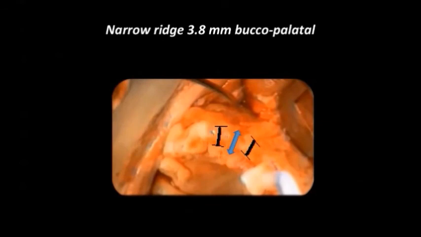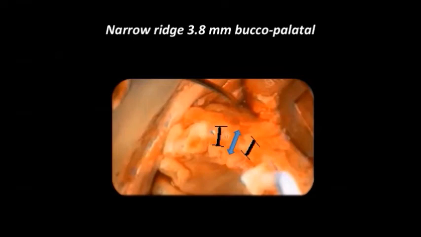After we remove the periosteal flap and raise the flap, we check the thickness of the ridge. As you can see here, the ridge was quite narrow. It's about 3.8 millimeter of thickness. So as we all know, in order to place an implant, we need some 1 millimeter of bone on the palatal side, we need 2 millimeter on the buccal side.